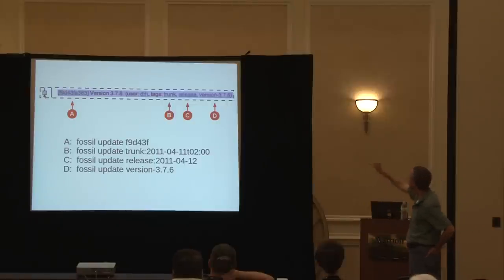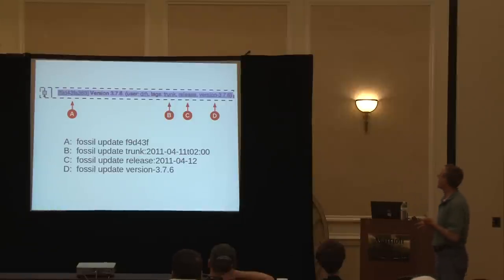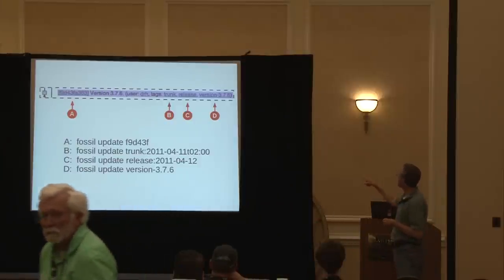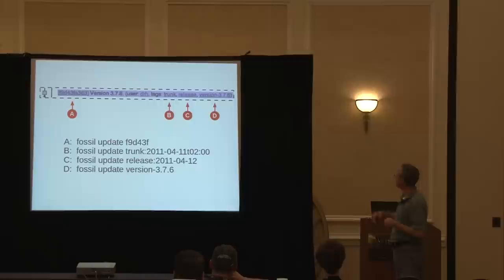Or I could go over here under tags, and this thing is tagged as trunk because it's on the trunk branch. And so I could say, go to the trunk that is prior to April 11th at 2 a.m. I had to specify the time there because if I just say fossil update trunk, it's going to go to the very latest check-in on the trunk, which is not what I want. I want the check-in on the trunk that's back in time a little bit.